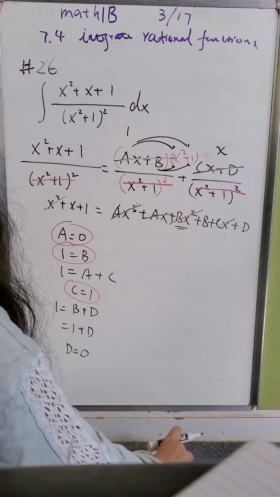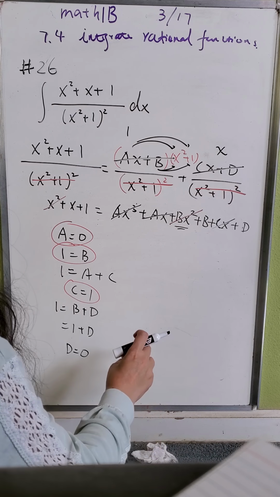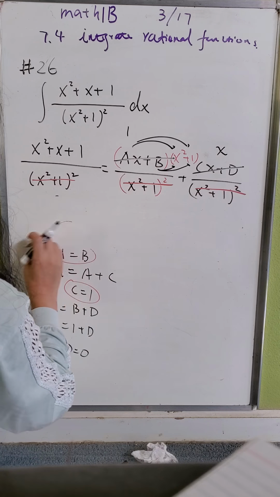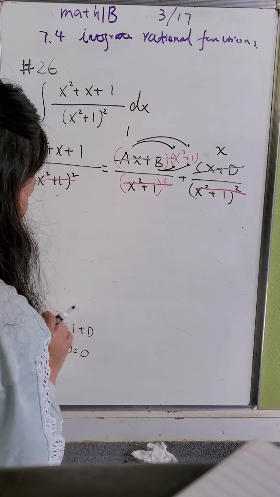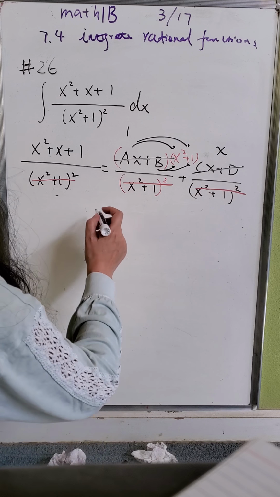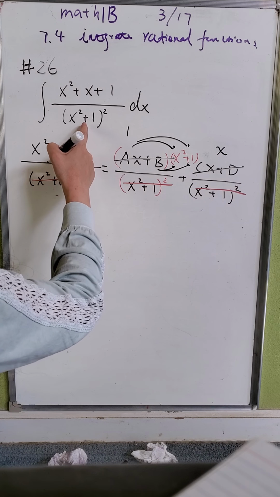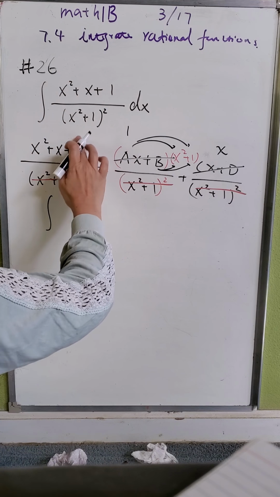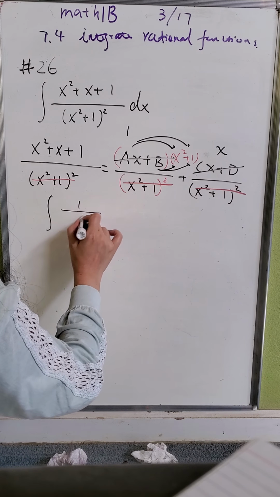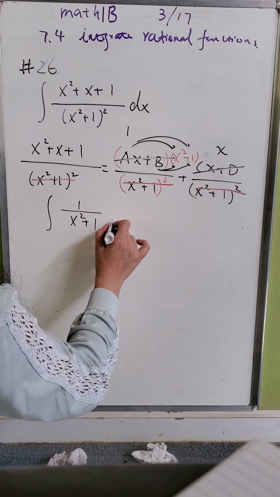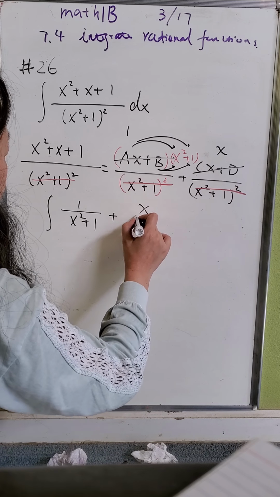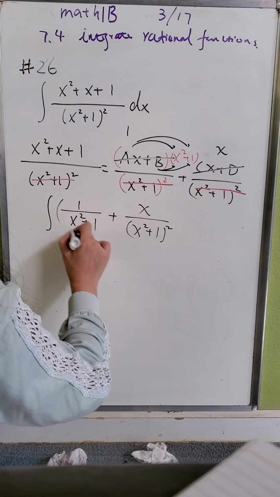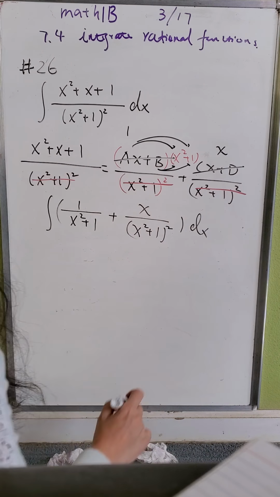So I'm going to erase this part because I need more room later on. So this problem will become 1 over (x squared plus 1) plus x over (x squared plus 1) squared, and then the whole thing dx.